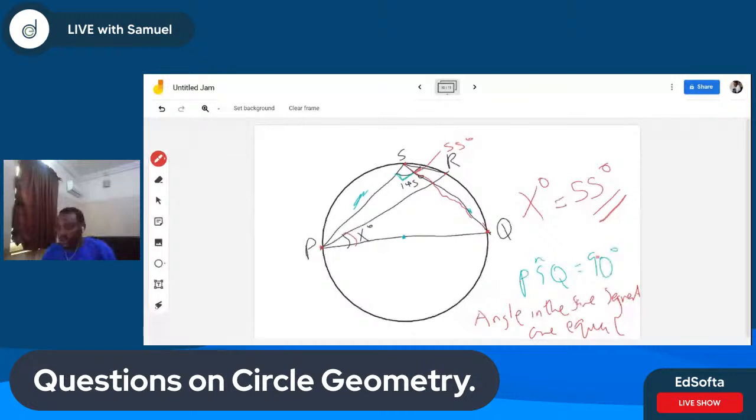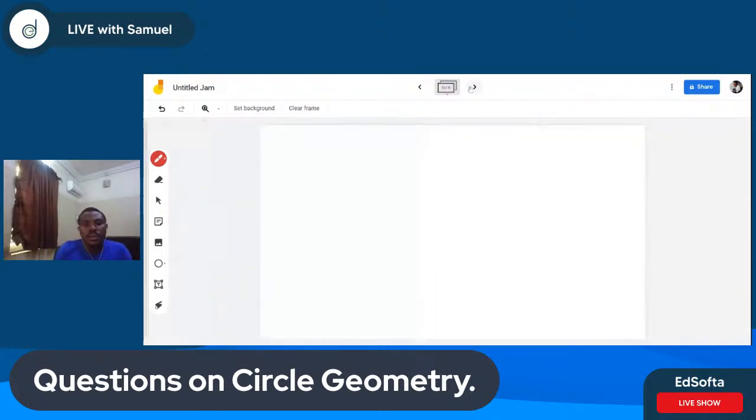It's not a very hard subject, but the only issue most people have is that we don't go through the theorems, and you cannot solve your circle geometry without knowing your theorems. You must know the theorems, and you must know them well, or else you find out that you are not really understanding or getting it.